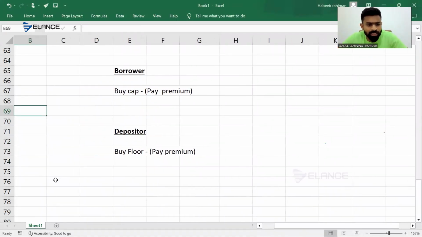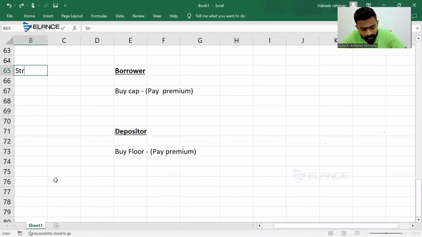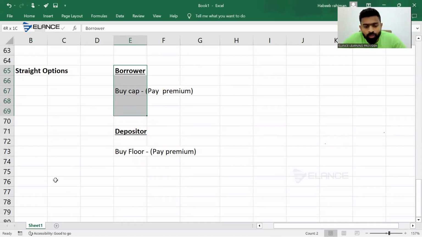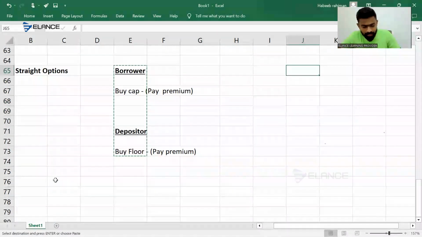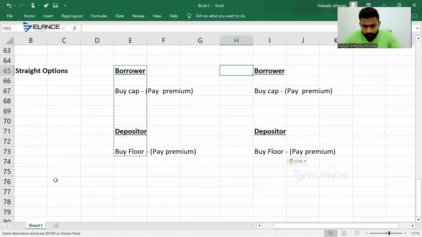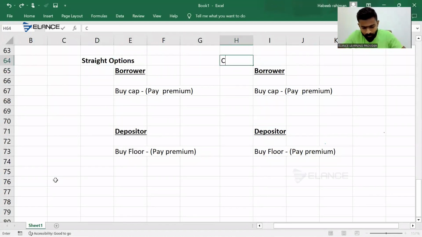This is said to be straight options. Instead of this, in case of a collar, I'm going to explain the collar. Okay, this was about straight options. Now I'm going to explain the collar.